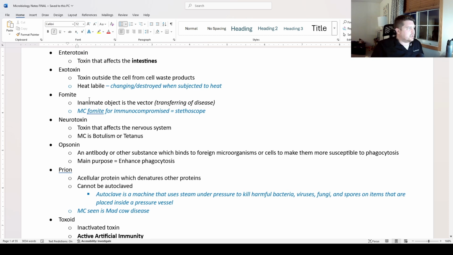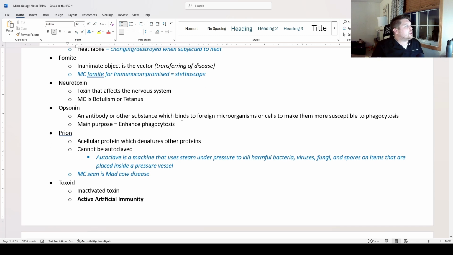A fomite is an inanimate object, which is known as a vector. Vector is the object that transmits a disease. Fomites are specific inanimate objects: doorknobs, tables, silverware, plates, or the most common one for immunocompromised, stethoscopes. Anything that's an inanimate object that can transfer a disease is a fomite. Neurotoxins, these are specifically toxins that affect the nervous system. We'll see those with conditions like botulism or tetanus.